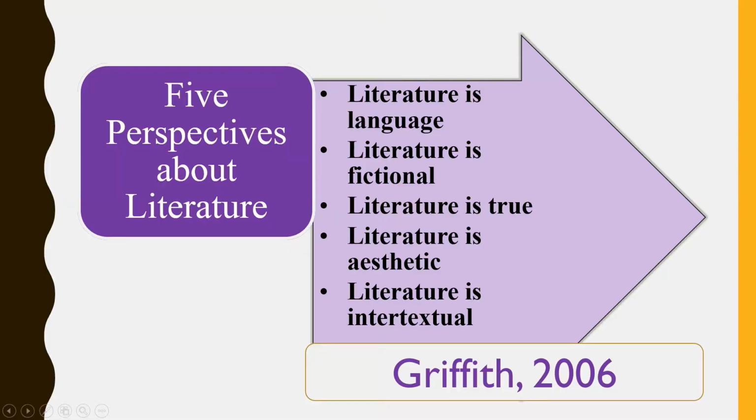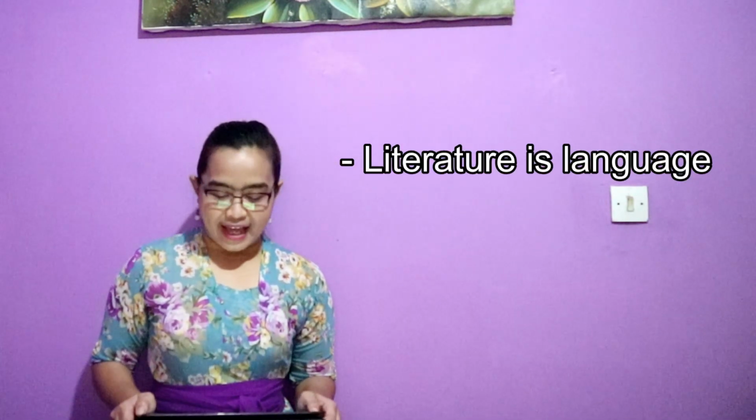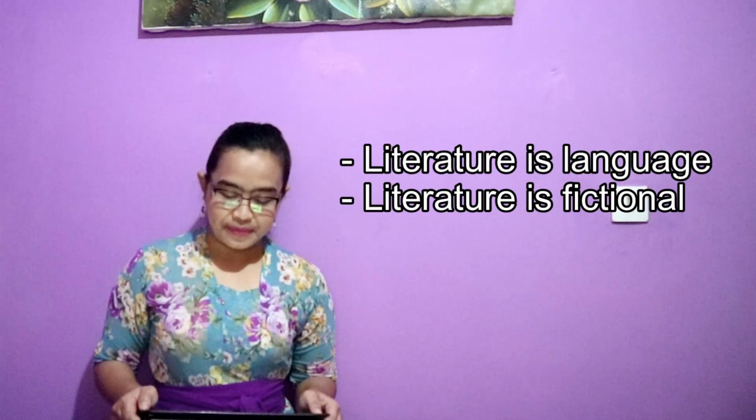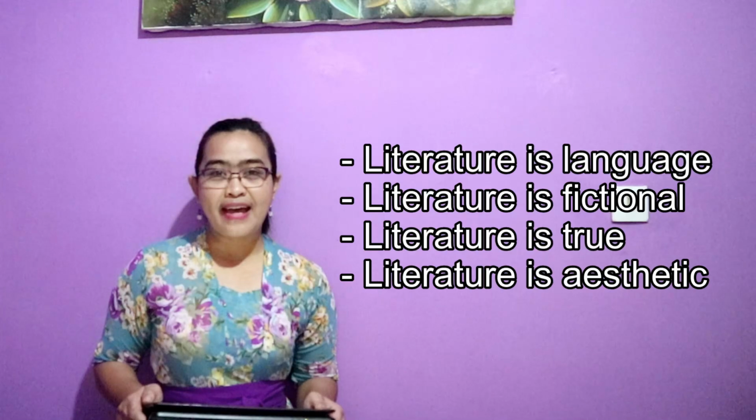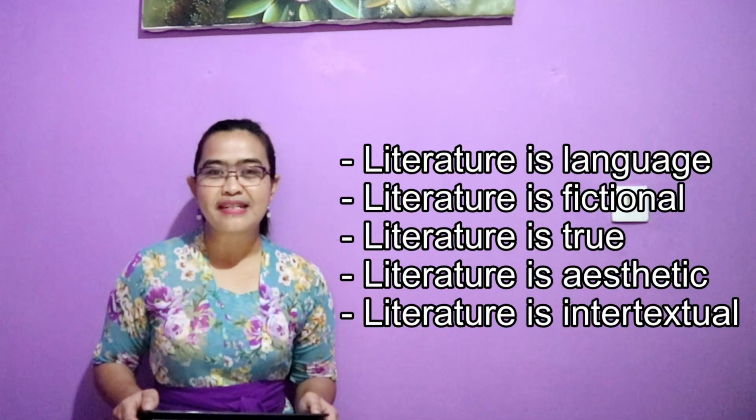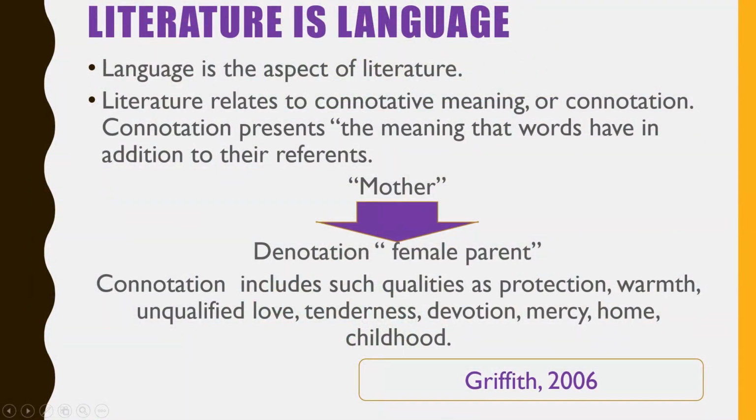There are 5 perspectives that can be used to see what literature is. Literature can be seen as language, and literature is fictional, literature is true, literature is aesthetic, and literature is intertextual. Let's start from number 1. Literature is language. Language is used as the medium to express ideas, whether oral or written.